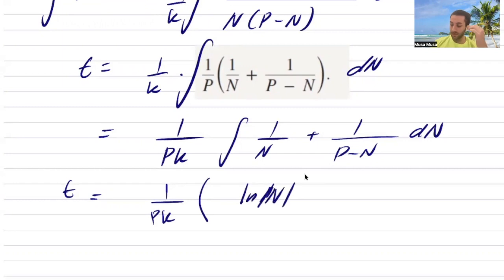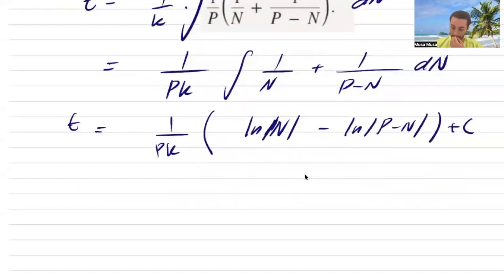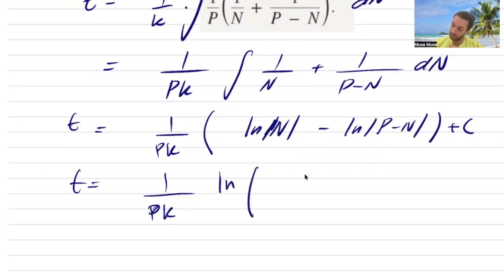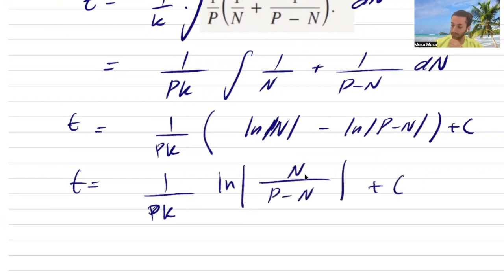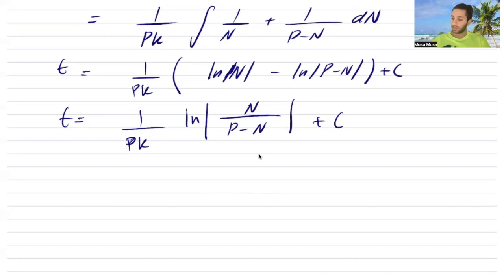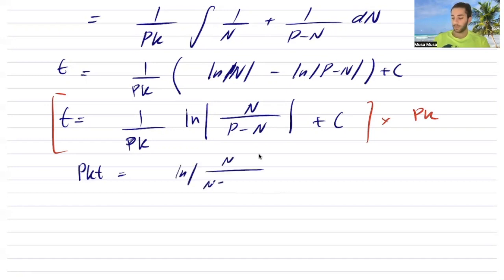Ln of n, and then minus, and you can show this yourself if you're not convinced of my working, plus c. And then this is okay, and let's make n the subject. So multiplying everything by pk, we're going to get pkt equals ln of n on p minus n.